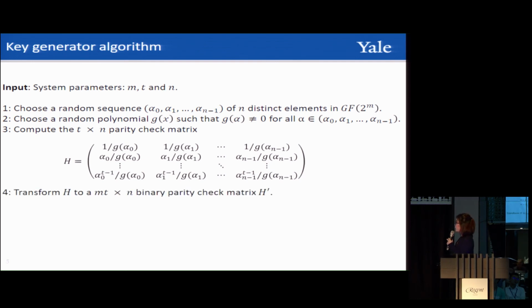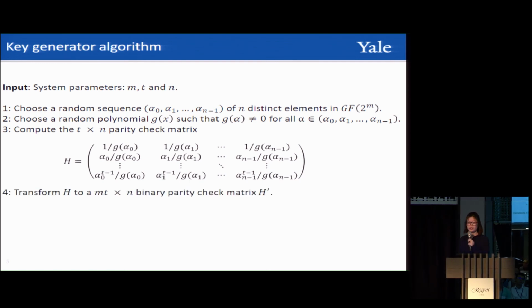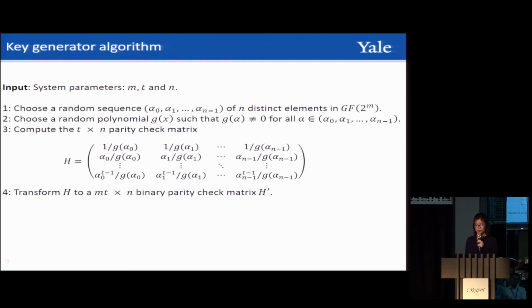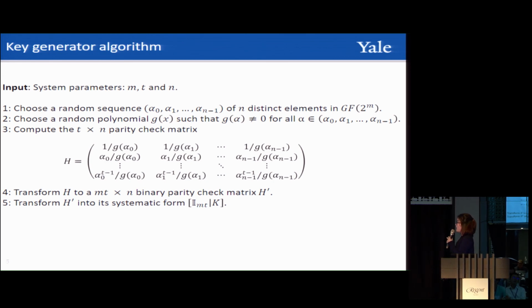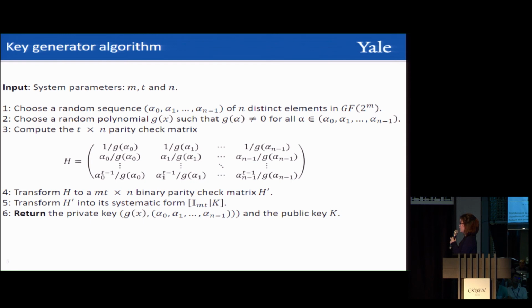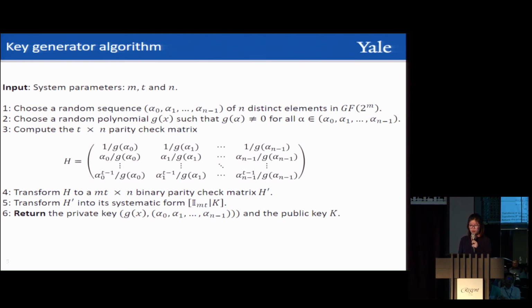And then you transform the matrix into its binary format, which is easy to achieve because you're working in hardware. And then you apply a matrix systemization on this parity check matrix. And then finally, you would publish the right side of the systematic form of the result as the public key, and the Goppa polynomial and the code locator as the private key.